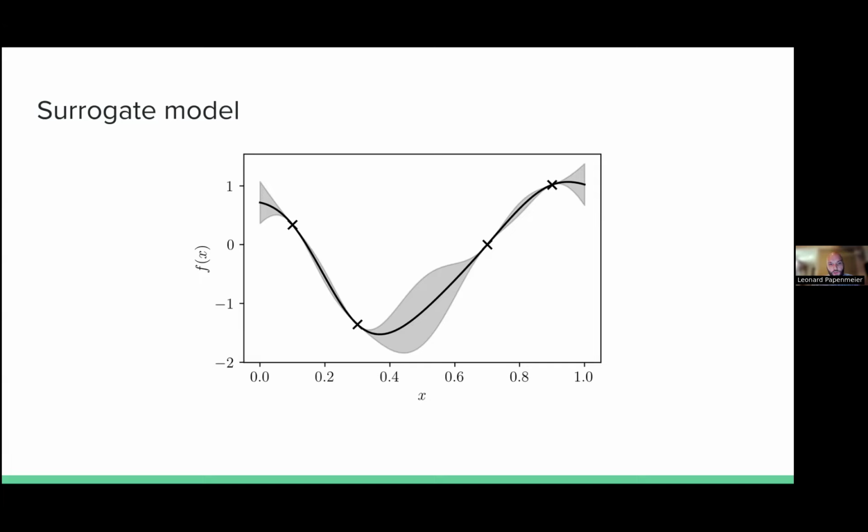However, we don't know the values in between. But if we make certain assumptions on the structure of the underlying function, for instance, that it has a certain smoothness, we can model the function values at the unseen locations probabilistically. Here we have such a probabilistic model, and the black line is the estimated mean of the function, and the shaded areas are a 95% confidence interval.